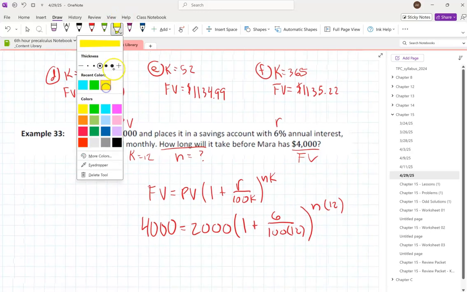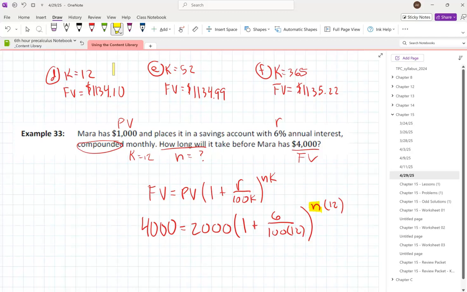So notice, where is our variable located in our problem? It is in the exponent. To solve an equation where the variable is in the exponent, what do we need to use? Not a square root. Give you a hint, it starts with an L. A logarithm, that is correct.